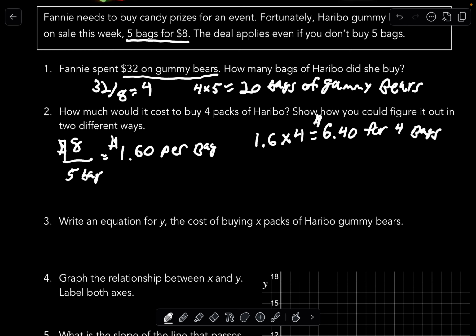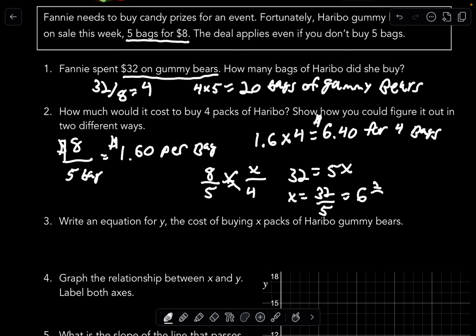You could also have written a proportion, 8 is to 5 as x is to 4, and solve that with cross multiplication. 8 times 4 is 32 equals 5 times x, 5x. Solve that: x equals 32 over 5. 5 goes into 32 6 times with a remainder of 2/5, and 2/5 is 0.4, so it's 6.40. Two different ways of getting the same cost.